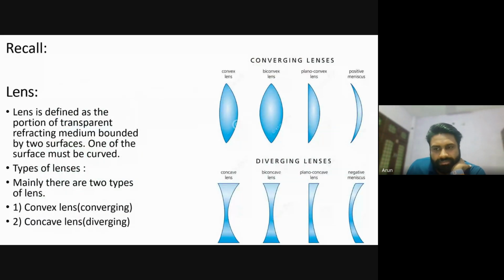Now in the recall part, the lenses that we have discussed yesterday. What are the lenses? So a lens is defined as a transparent medium which is bounded by two surfaces, which is bounded by two curved surfaces, you must say. At least one of the surfaces will be curved. So that structure or device is termed as a lens, in which there is a transparent medium having some refractive index, and it is made up of glass. And one more property, at least one of the surfaces must be curved.